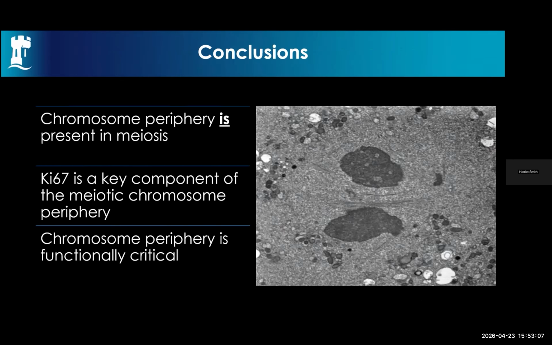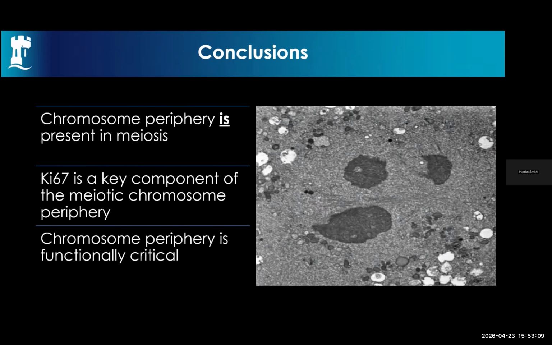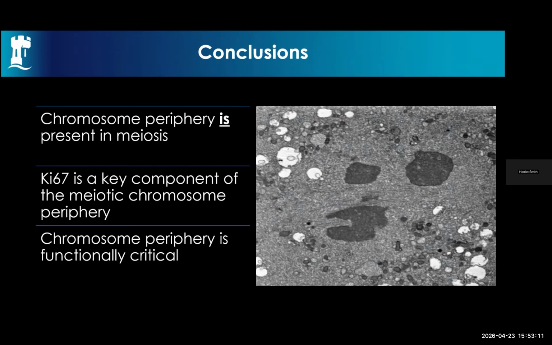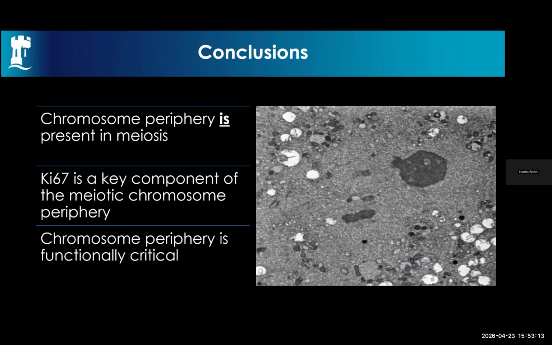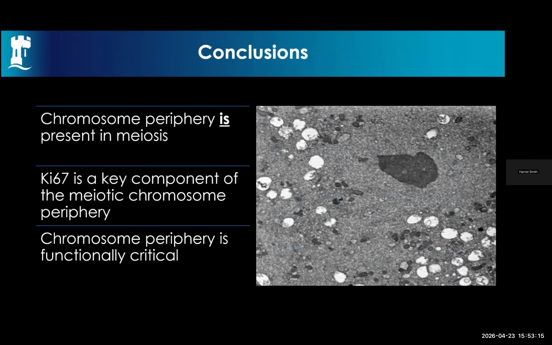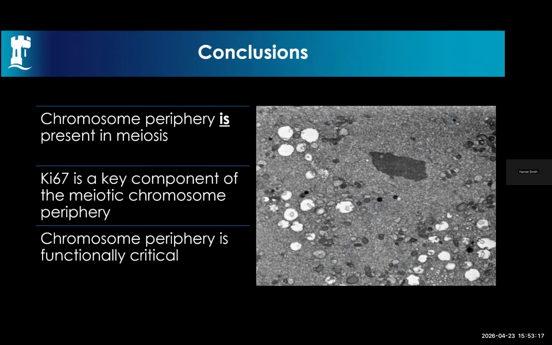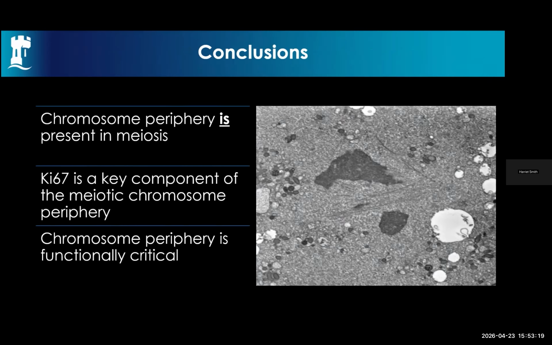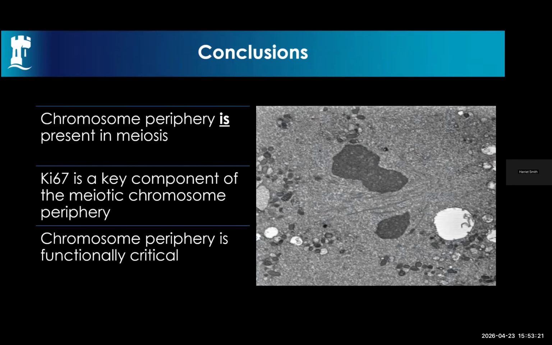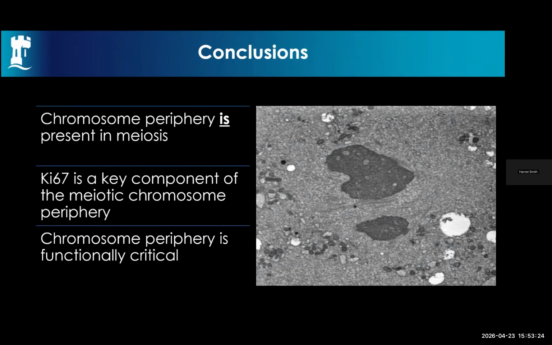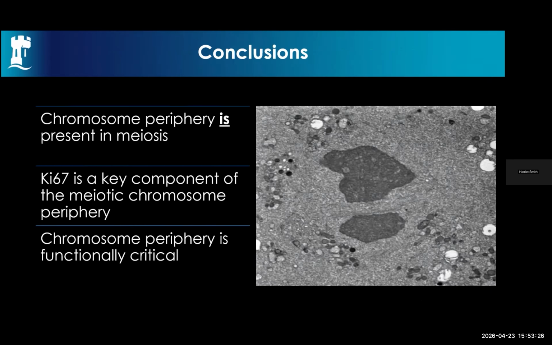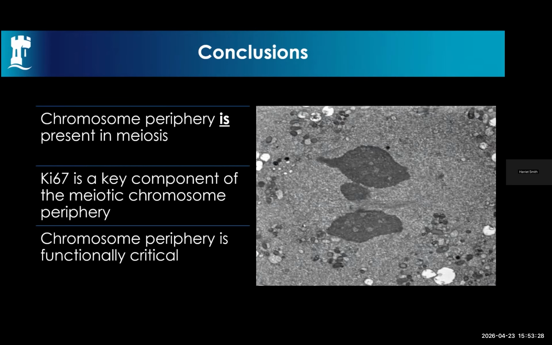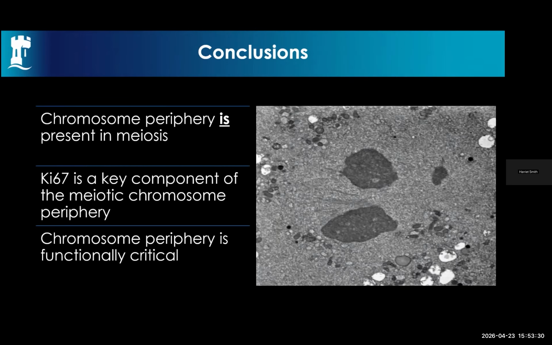Ki67 is a key component of the meiotic chromosome periphery, and the chromosome periphery is functionally critical, because when we removed it, the chromosomes were either disorganized, completely unable to segregate, or just really unhappy. So there's definitely more work to do in this area, but we feel like we've started to lay the foundations for further research into this.